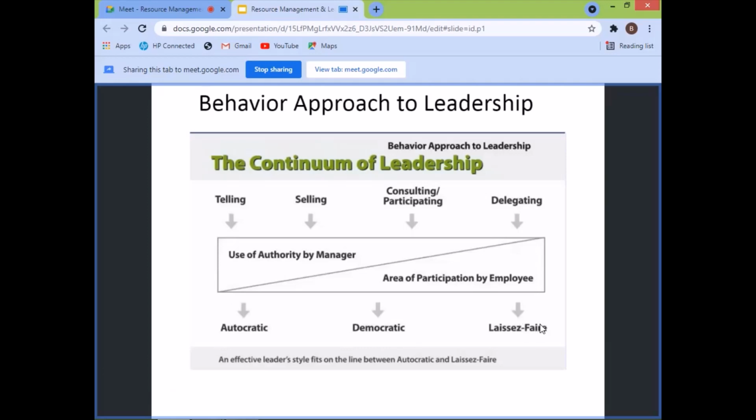Laissez-faire is nothing. You're not doing anything anymore. You are free. You can sit down and relax. No more big effort. You're not giving effort anymore. You are relying on your employees to do the work, to do the planning, to do the management. You're relying on them because you have more trained and developed employees.